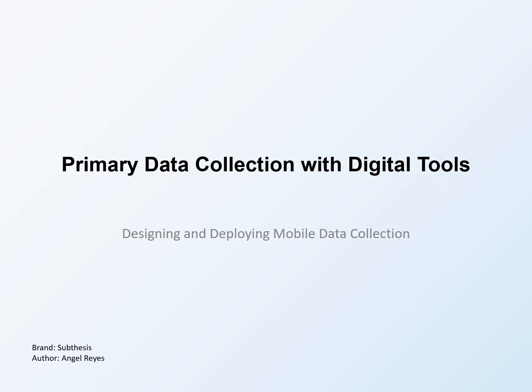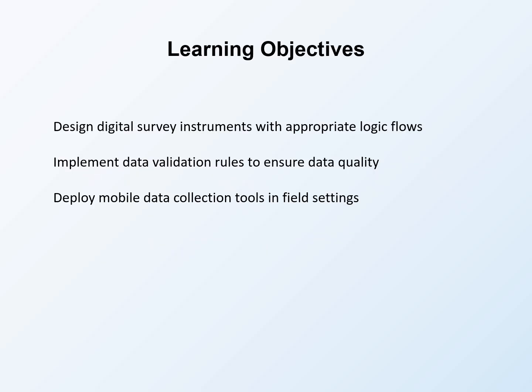Today we'll explore how digital tools have transformed primary data collection. Mobile data collection allows us to gather high-quality data more efficiently, with built-in quality controls that weren't possible with paper forms. By the end of this lesson, you'll be able to accomplish three objectives.